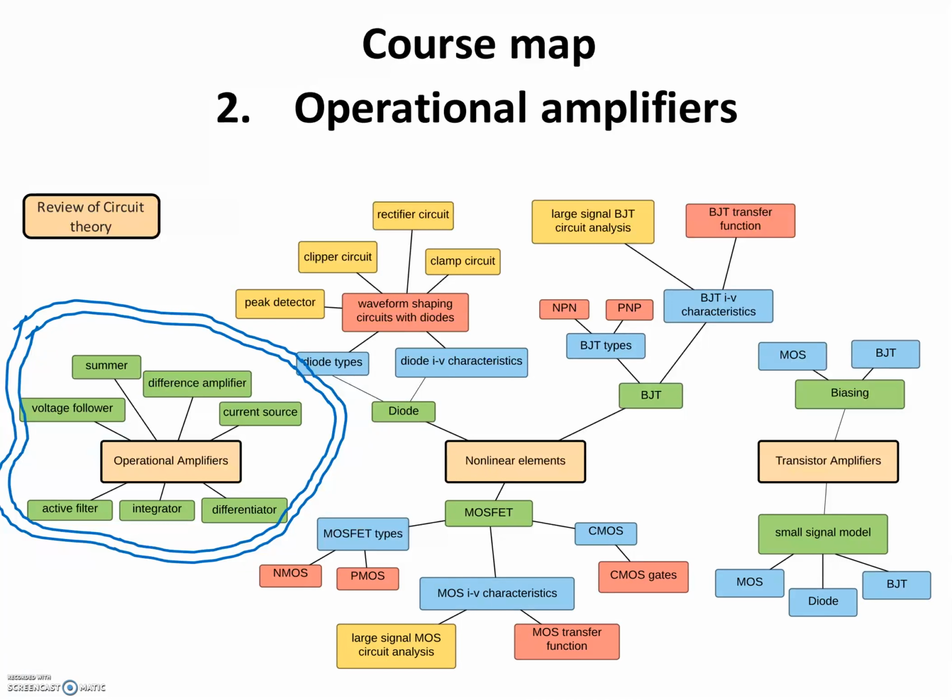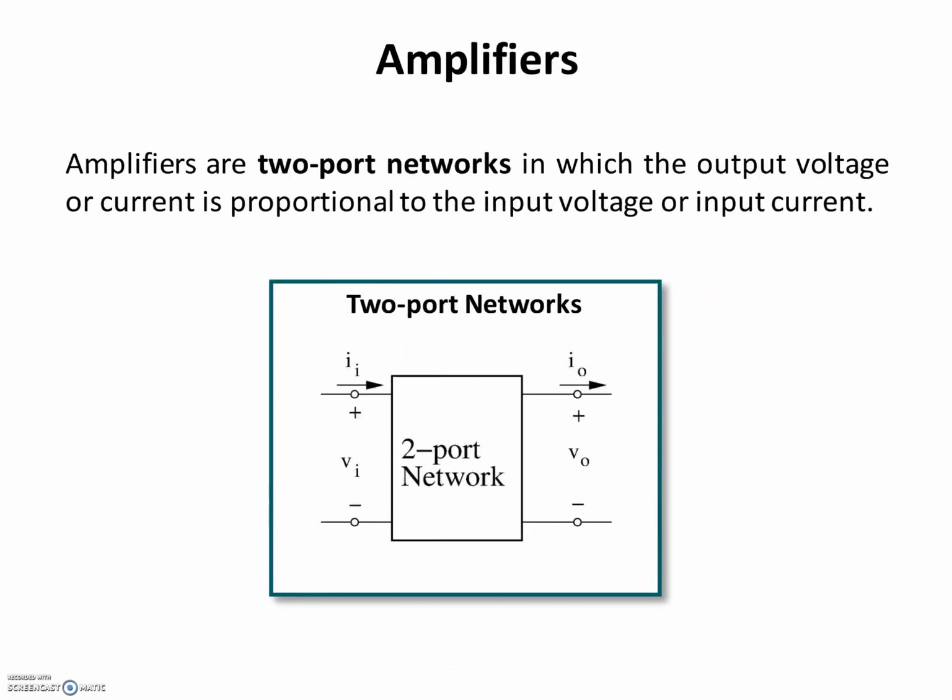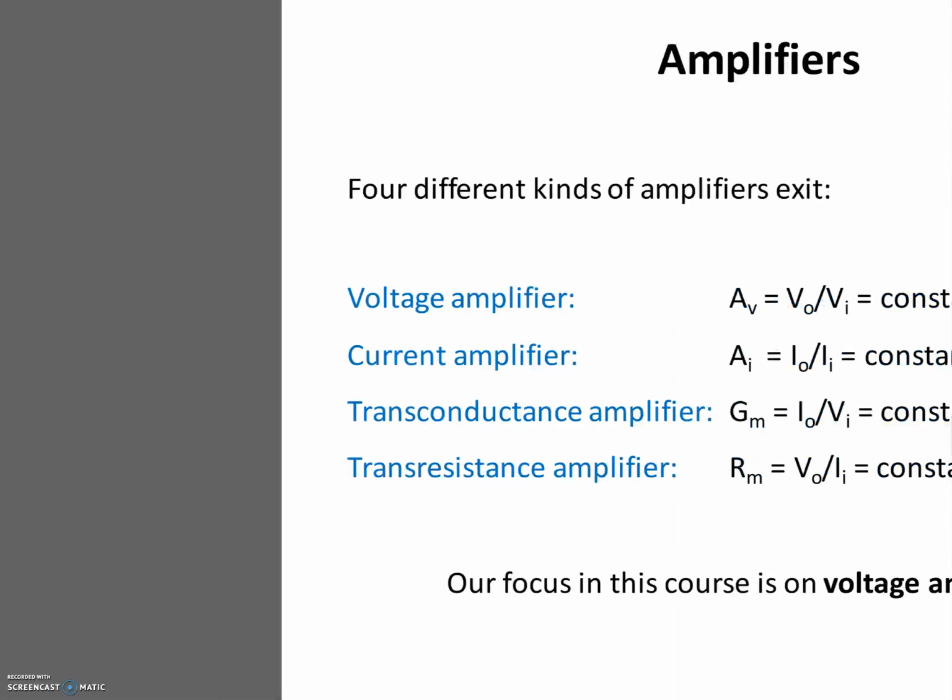Hello everyone. Today we are going to look at voltage amplifiers and op-amps, or operational amplifiers, as a kind of voltage amplifier. Amplifiers are two-port networks. Their input or output could be either voltage or current, and the output voltage or current is proportional to the input voltage or current in these amplifiers.